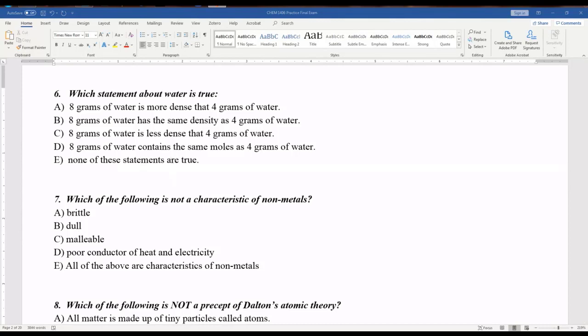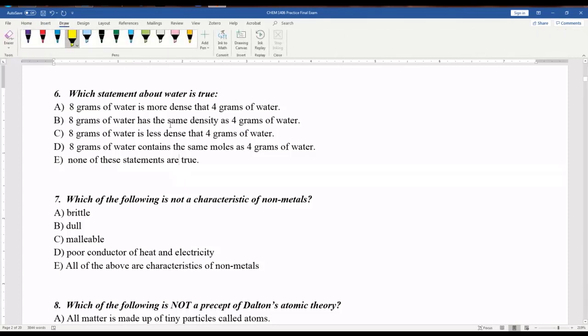Got a few questions. Yeah. B is the answer. 8 grams of water is the same density as 4 grams of water because density is an intensive property. It does not depend on how much there is. So that's definitely something that you could get. Okay.